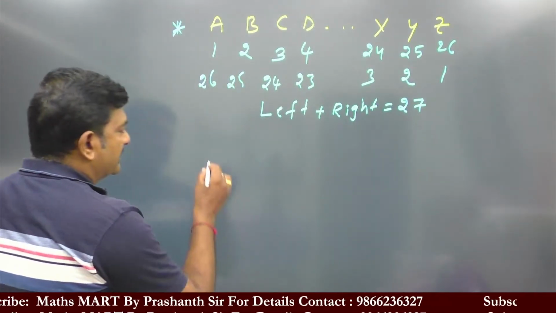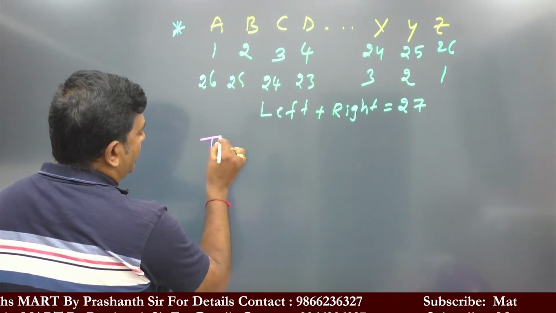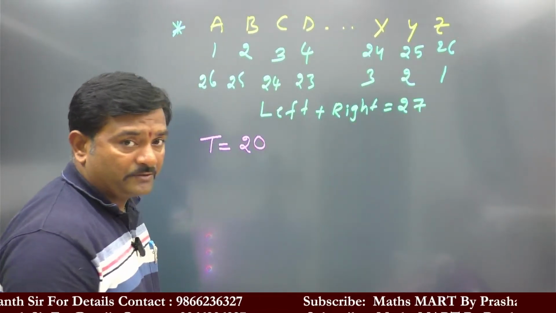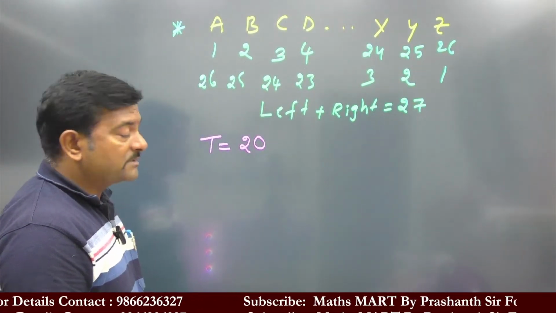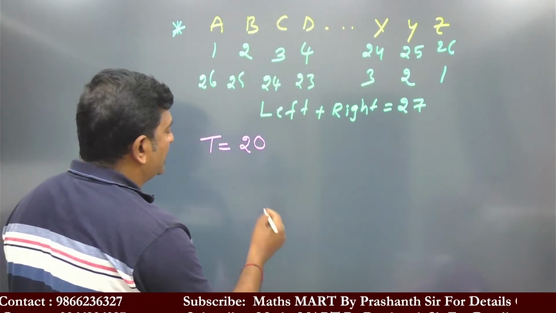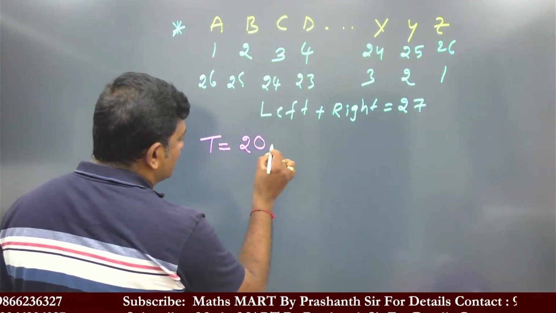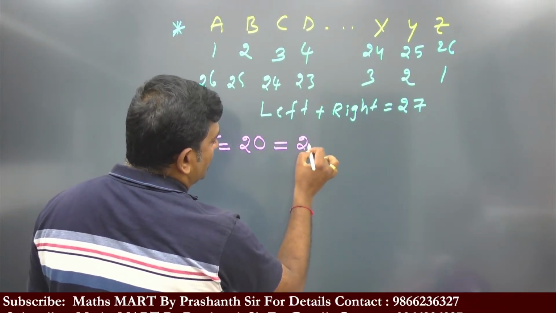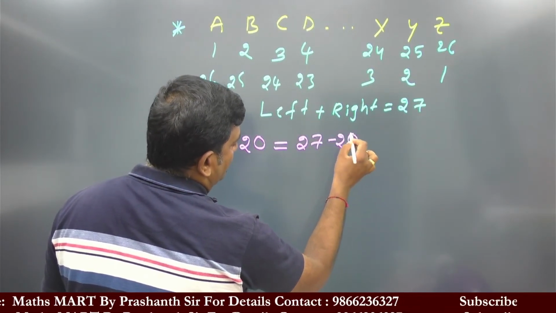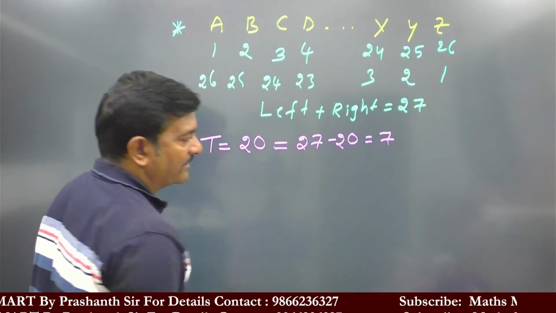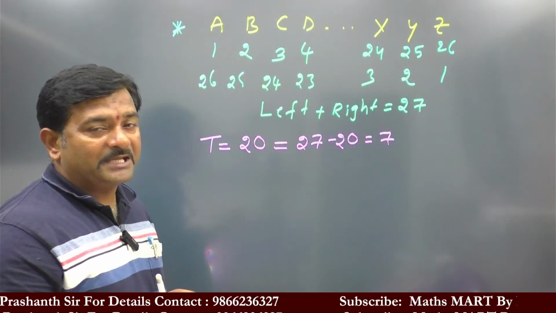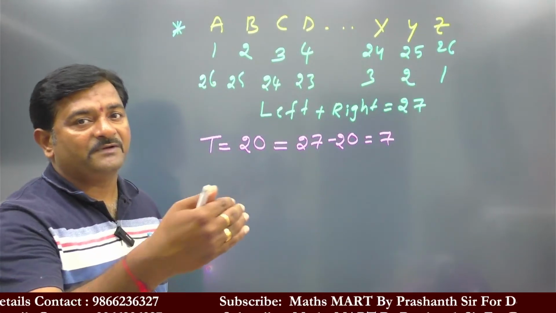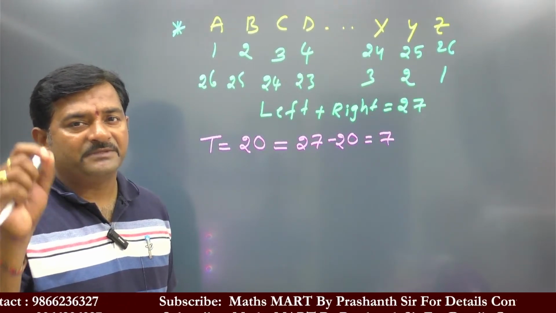27 we can take. For example, now you take one letter here. I am taking 20. What is the position of T from left to right? You can take 20. Now you tell me what is the position of this T from right to left? You can subtract that from 27. 27 minus 20 means what you are getting? 7. Now what does it mean? T is at 20th position from left to right. T is at 7th position from right to left. Simply subtract from the number 27.